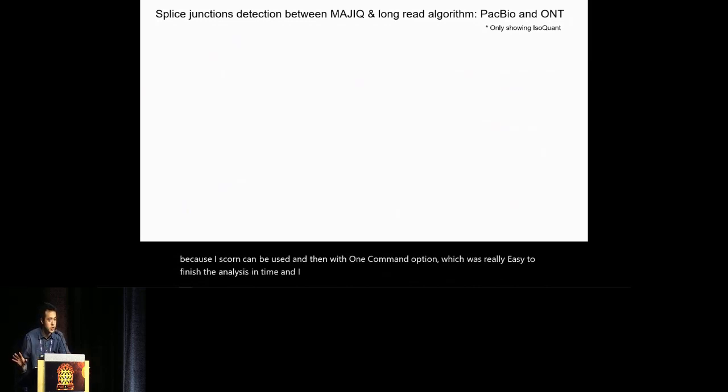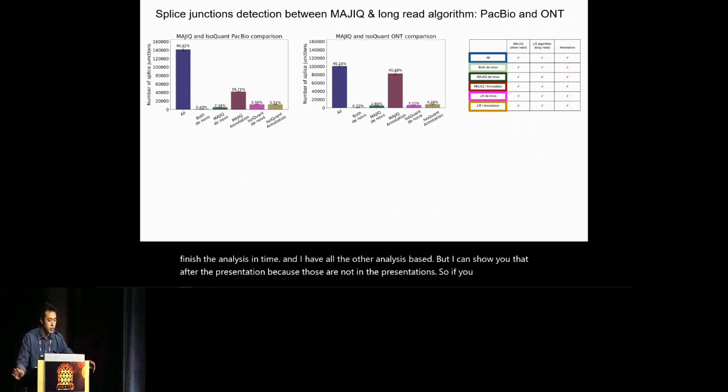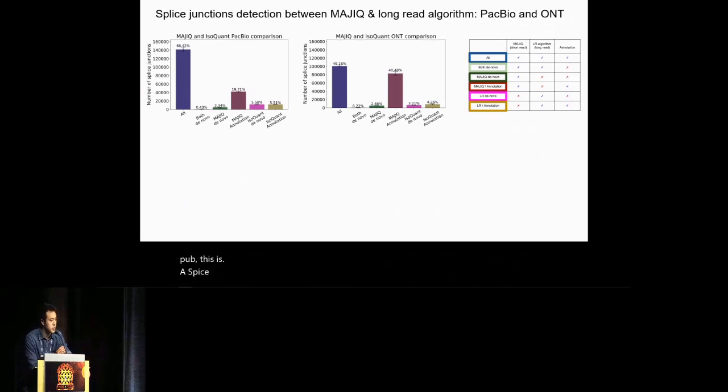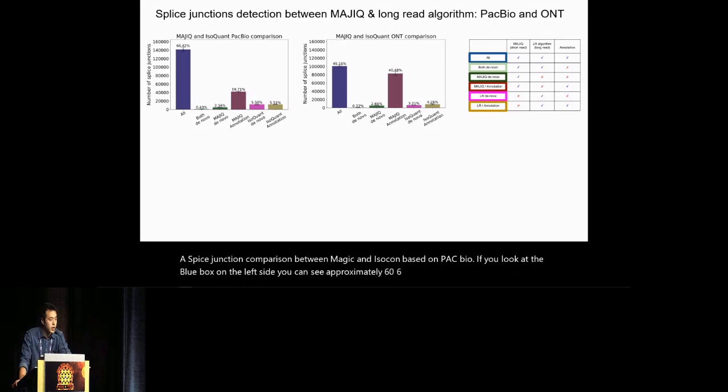And I have all the other analysis, but I can show you that after the presentation because those are not in the presentation. So if you focus on the left top, this is a splice junction comparison between MUJIC and IsoQuant based on PacBio. If you look at the blue box on the left side, you can see approximately 66% are found by MUJIC, IsoQuant based on PacBio, and annotation. And if you combine the green one and the red one, approximately 22% are only found by MUJIC. And if you combine the pink one and the yellow one, approximately 11% are only from the long read. And similarly, if you look at the right side, we're comparing MUJIC and IsoQuant based on Oxford nanopore.